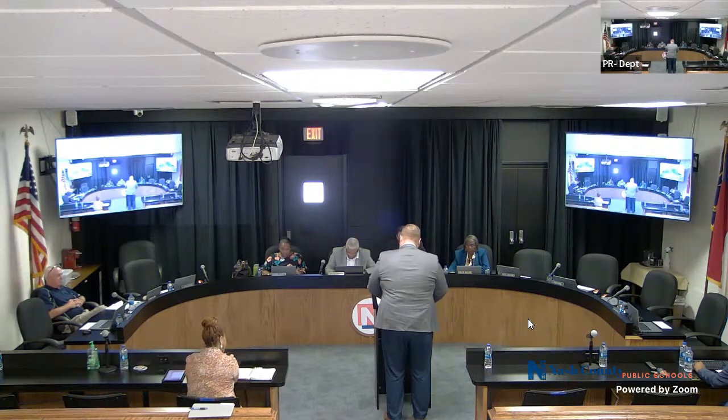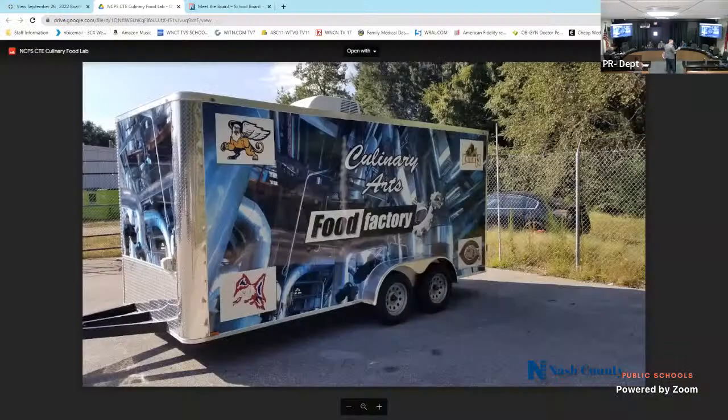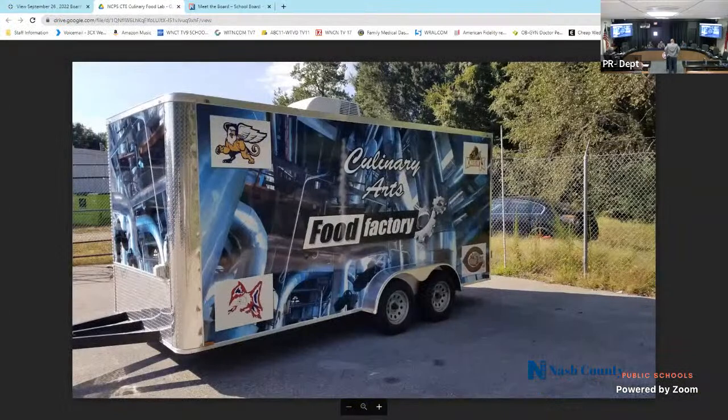And so what we have done is to invest in a culinary food trailer, which will be outfitted with items to allow our culinary students to cook, prepare, and have a point of sales item for the business side of it, so that they can prepare for the next wave of food service in the business. This is our culinary arts trailer. It's called the Food Factory. You notice that the factory is behind and ingrained in the food trailer. On the other side, of course, is the serving window.